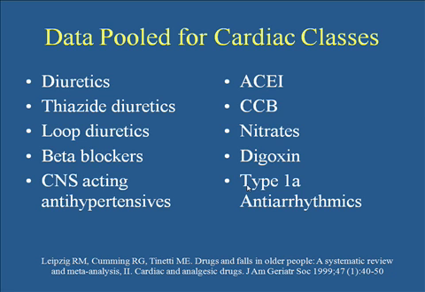So diuretics, they looked at both thiazides and loops. Beta blockers primarily included propranolol, atenolol, metoprolol. CNS drugs included clonidine and methyldopa, which aren't really used too much anymore.